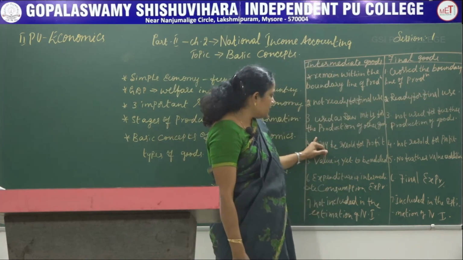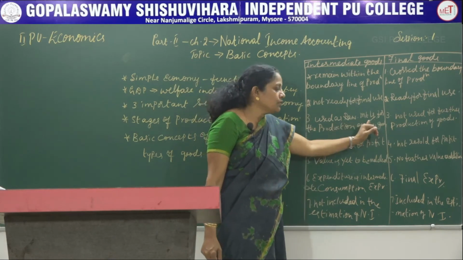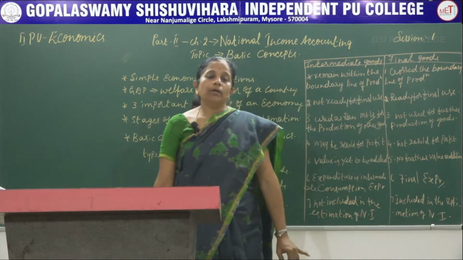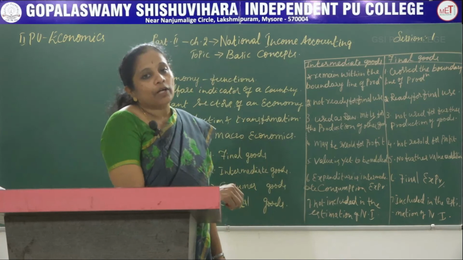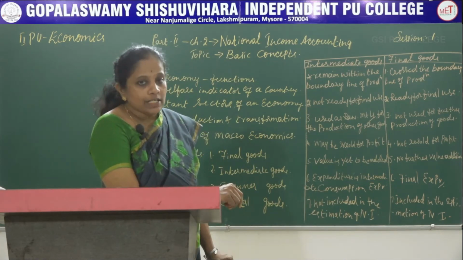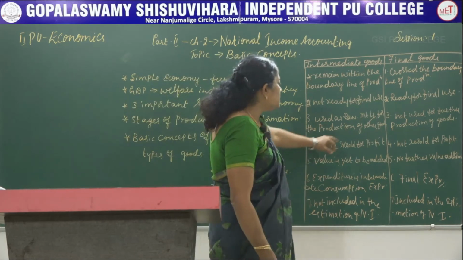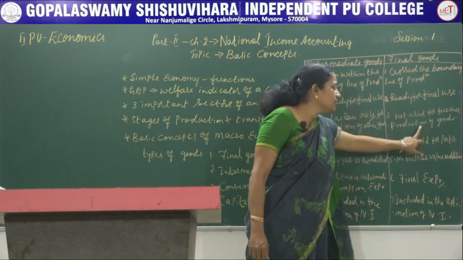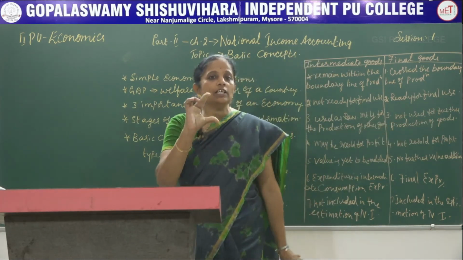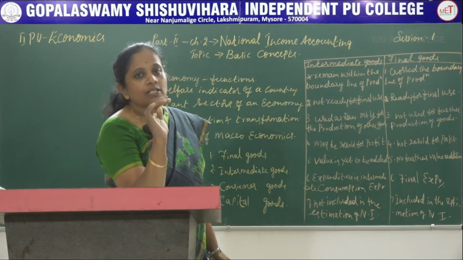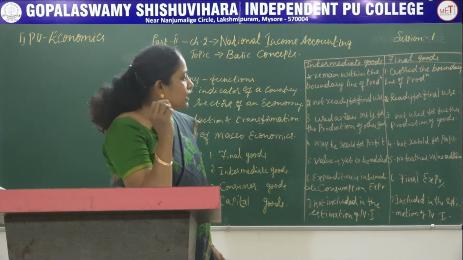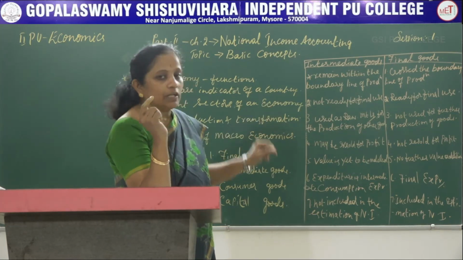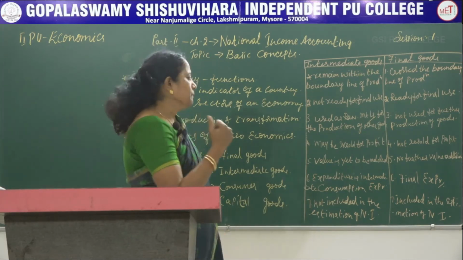The third difference is that intermediate goods are used as raw materials for the production of other goods. As I said, milk is an intermediate good in the production of tea in a hotel or in a tea stall. The final goods are not used for further production of other goods. Once the tea is produced, it is over. It is a ready-to-serve, ready-to-consume good, and you cannot make anything else out of the tea. So, tea that is prepared with the intermediate good of milk is the final good.